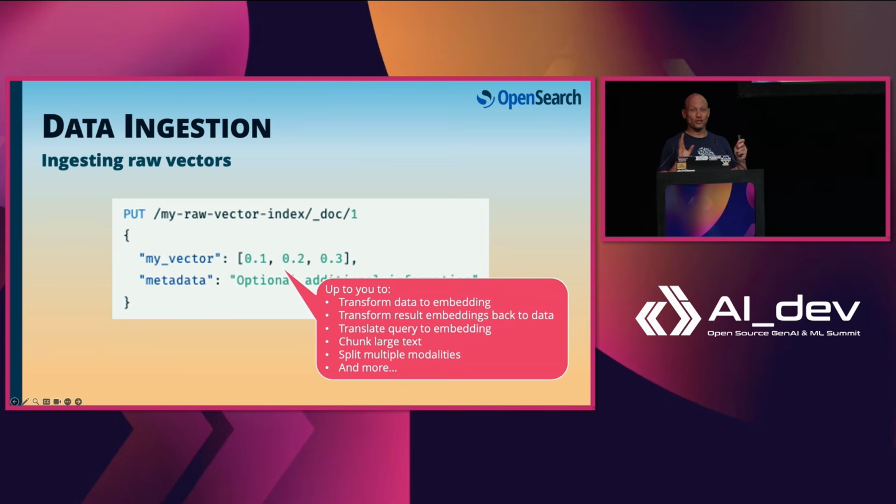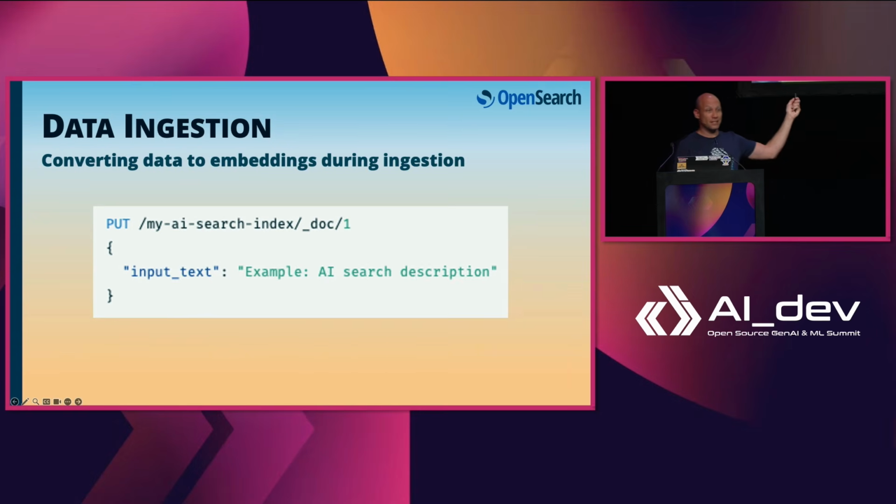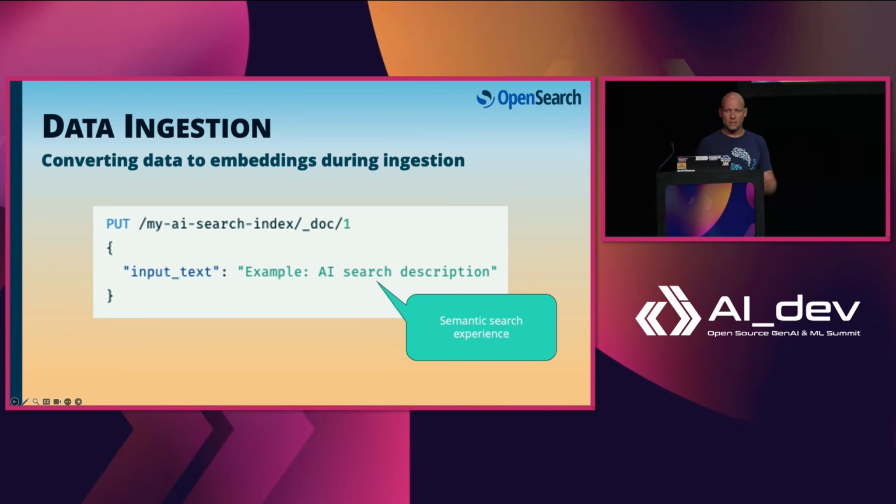Most users don't know how to do that, and they don't want to deal with all of that. Most users don't want to see this, they want to see that. They want to put their data in simple text, PDF, images, whatnot, and then query the data, typically in text, and not deal with all the vectors. They want essentially the semantic search experience. And OpenSearch allows you to do just that.